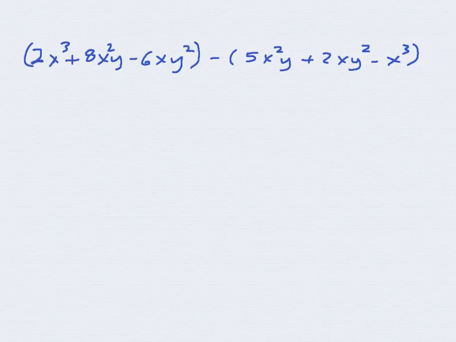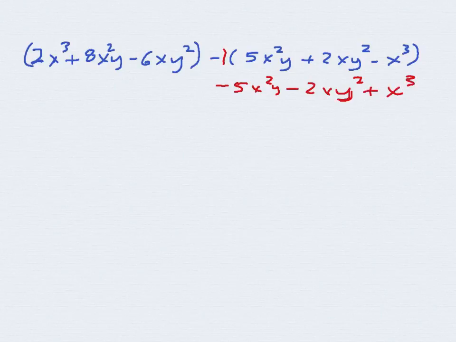Hopefully you remembered that the minus sign in front of the second bracket is really a -1. The first set of brackets are useless. All they do there is make it look pretty. They can be removed without any changes. The second bracket, the minus sign is going to change all the signs. So -5x squared y minus 2xy squared, and then a plus x cubed.